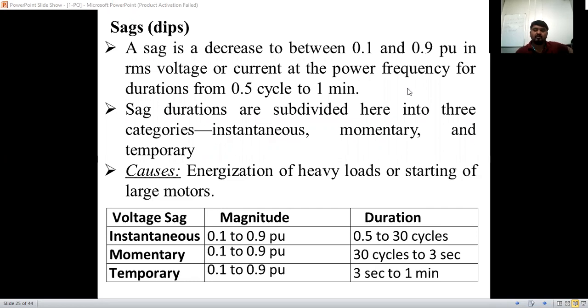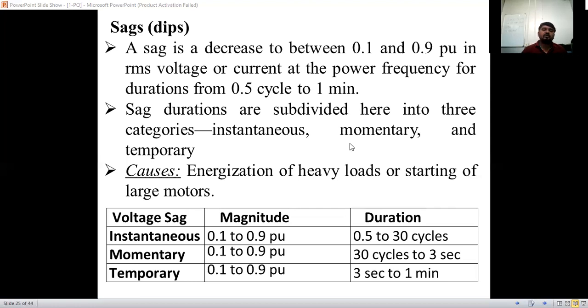Otherwise, we call that an interruption. The power frequency durations are from 0.5 cycle to 1 minute. It starts from 0.5 cycle and goes up to 1 minute. During that time, if the voltage is between 0.1 and 0.9, we call it voltage sag or voltage dip.